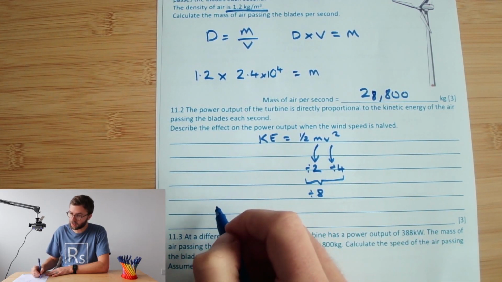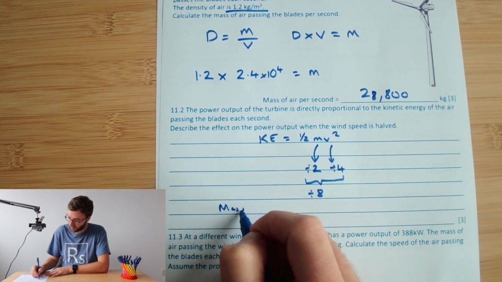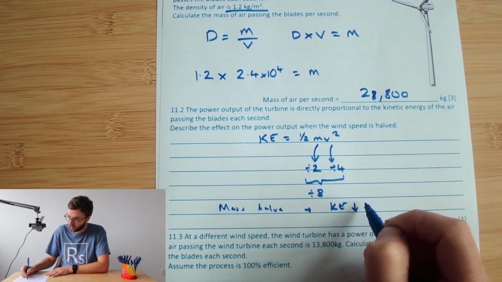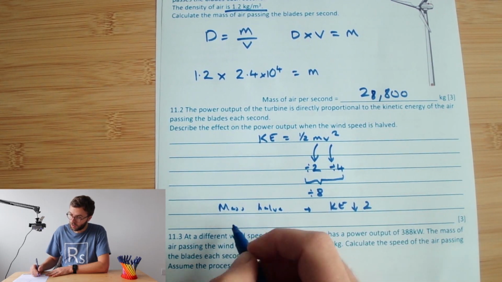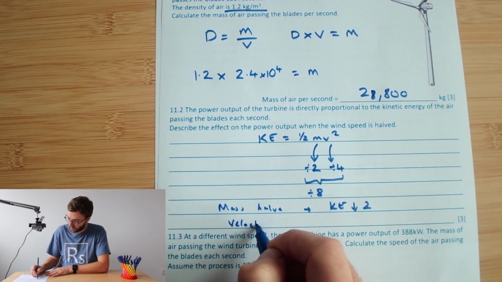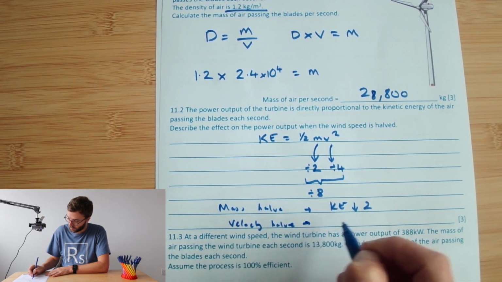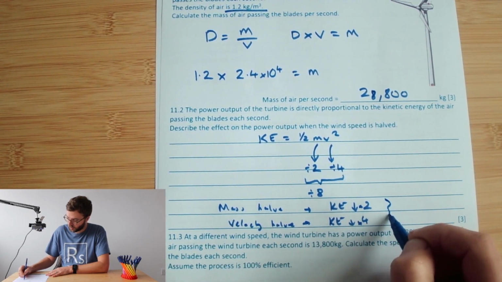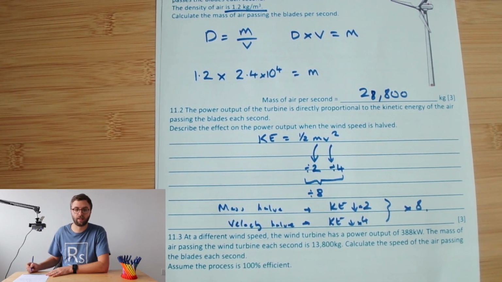So if we were writing this, we would say that the mass will halve, which will bring the kinetic energy down by 2, the velocity will halve, which will bring the kinetic energy down by 4 times, and the combination of those is 8 times smaller.